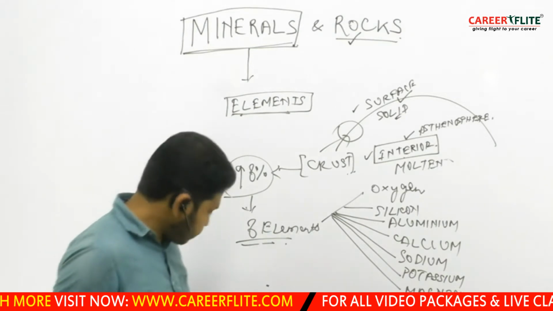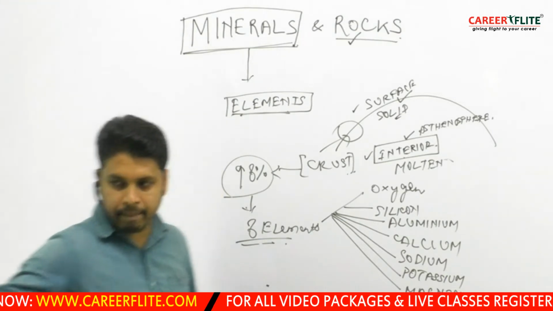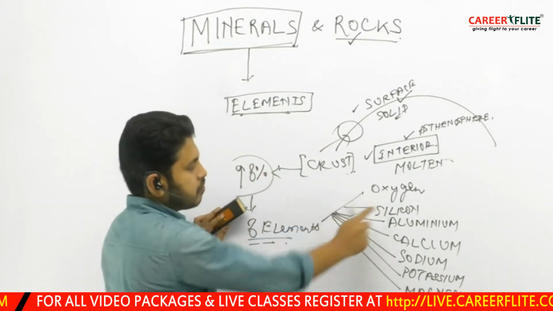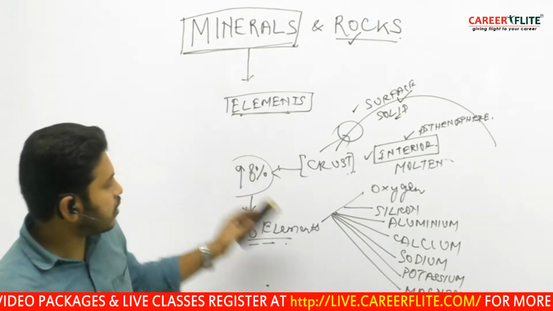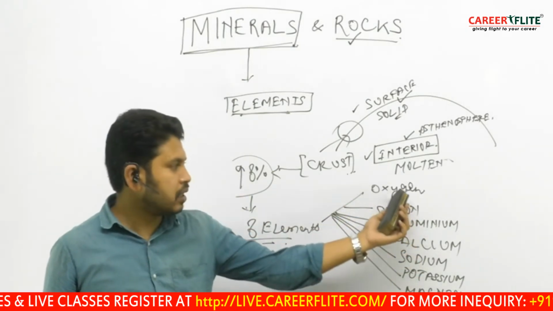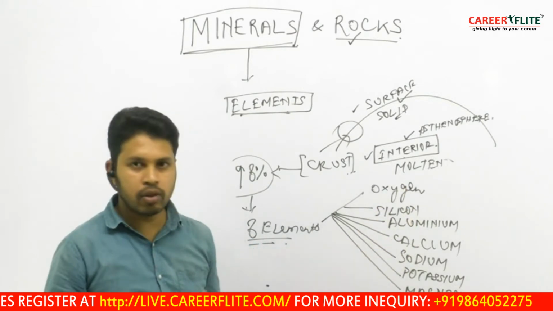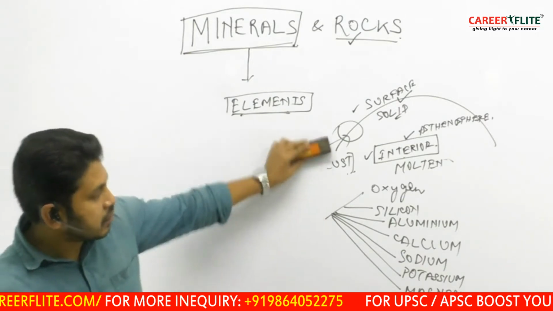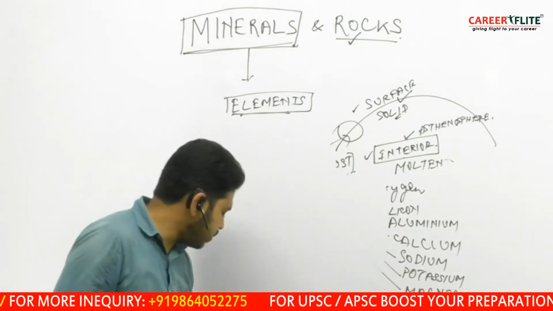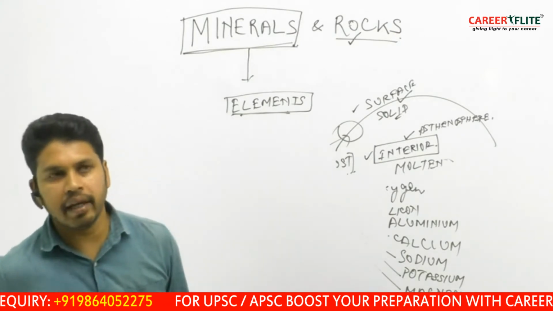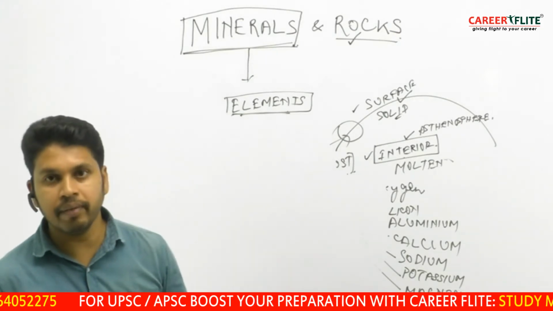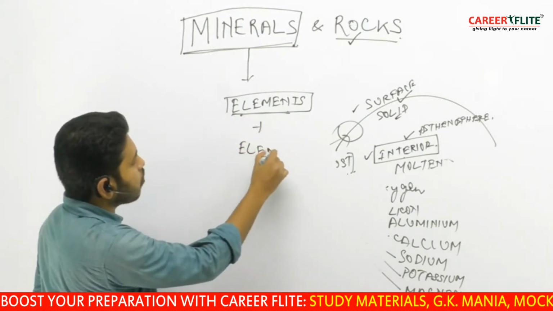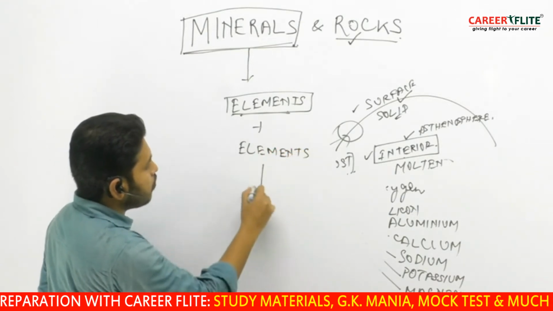Okay. Now next we will come to minerals. What are minerals? These different types of elements exist in an exclusive form. They are not interacting with anyone. Oxygen is in exclusive form. Silicon, aluminum, they are exclusively separate from others. At that time we call them elements. But in nature, very rarely do we find these elements free. Mostly, different elements or the same elements combine to form minerals.